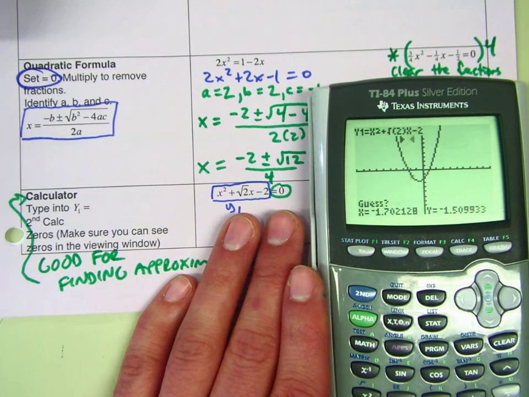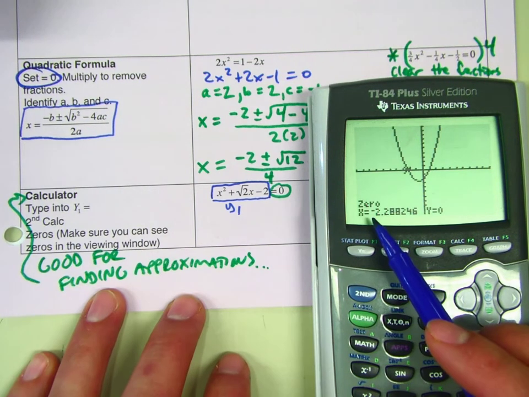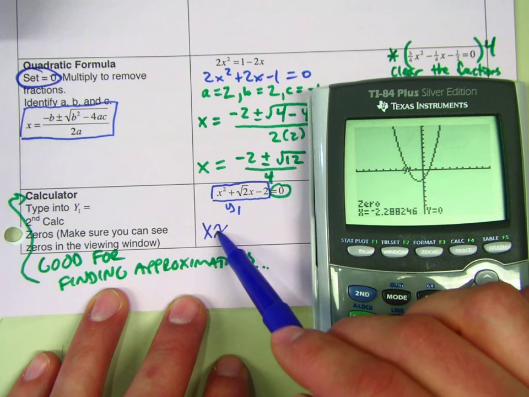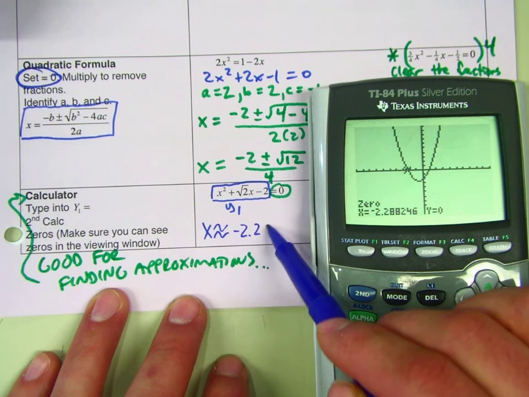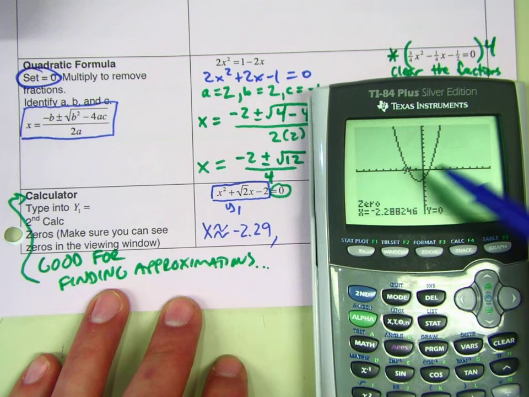Okay? And now for the guess, you could just enter a third time. And there it is. There's one of our answers. Approximately -2.29 if I do 2 decimals. Okay? Take 10 seconds, find the other one.